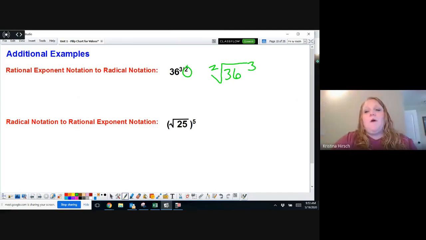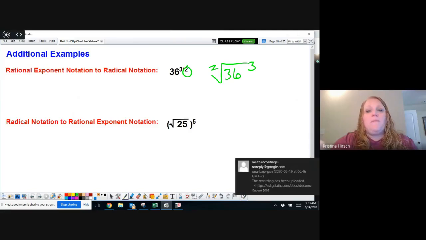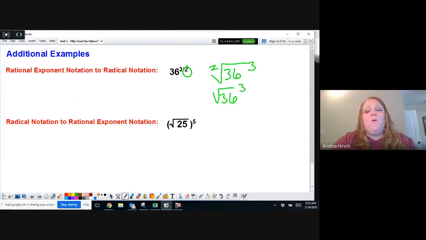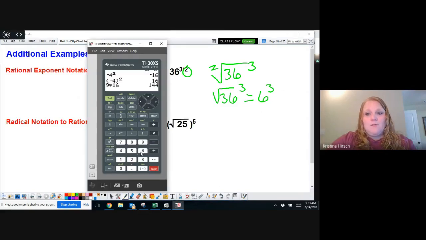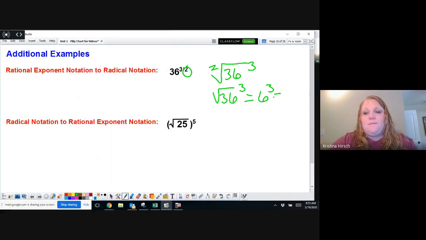All right, but do I need the square root? No. So I could drop that little baby 2 and just put the square root of 36 cubed. Now, what is the square root of 36? 6. So 6 cubed is what? 36 times 6, I don't know. So 6 to the third power. So 216 would be our final answer.